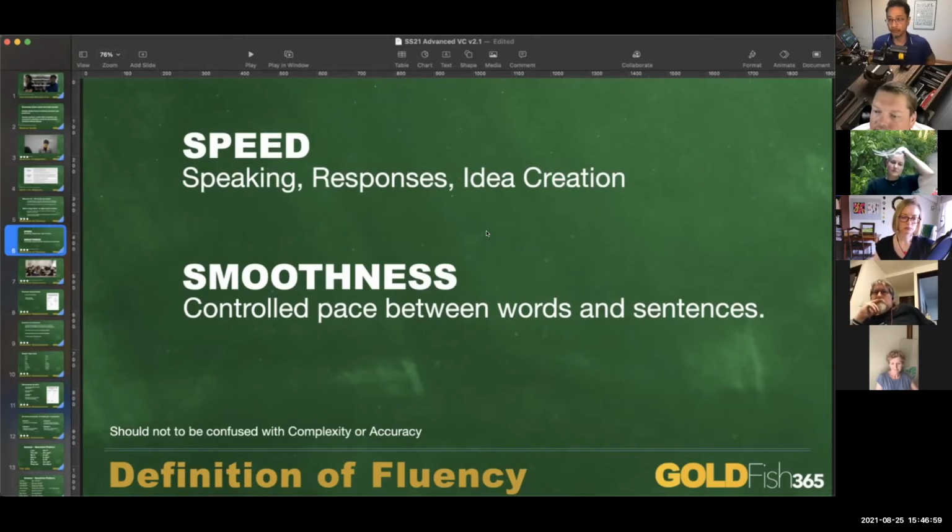If you're going to explain all of this, don't explain it the way you just explained it. Explain it this way. Do you have speed in your speaking? Do you have speed in your responses? And can you make ideas quickly? So it isn't just about speed in your speaking. You could speak very quickly, but it takes you 5 minutes to answer the question, do you like ice cream? That's not exactly fluency. So smoothness is a controlled pace between your words and your sentences.